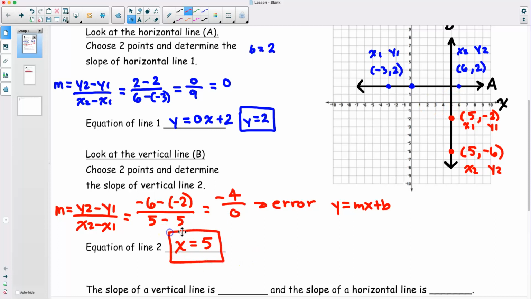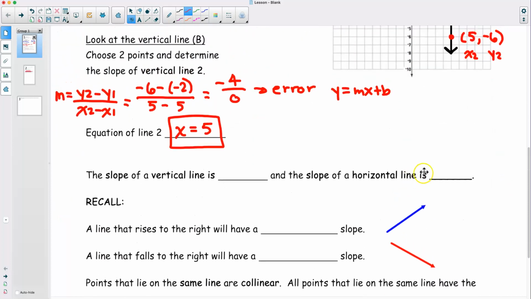So there we have our equation of our vertical line. And this goes for any vertical line. If it was going through here, that would be x equals 2. If it was going through over here, this would be x equals minus 8. Okay, and you can maintain that pattern through any of these vertical lines.